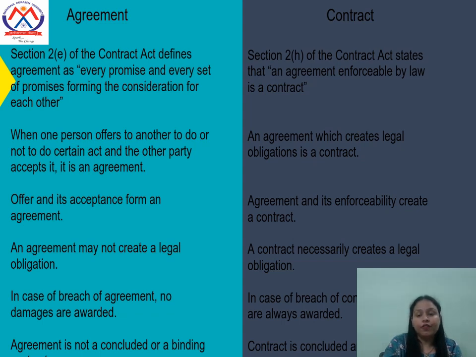In case of breach of an agreement, no damages are awarded, whereas in case of breach of a contract, damages are always awarded. An agreement is not concluded or binding, whereas a contract is concluded and binding.